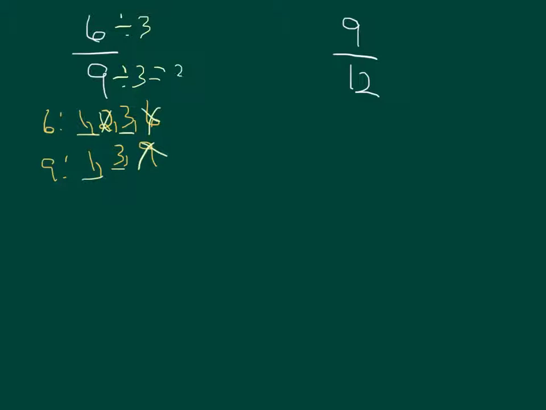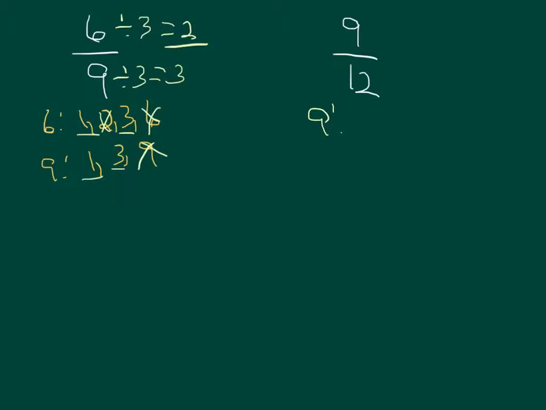9 divided by 3 is 3. 6 divided by 3 is 2. So the simplified version of 6/9 is 2/3. Let's try another one. Can I multiply 9 by anything and ever get 12 as my answer? I cannot. So therefore, I list the factors of 9 and I list the factors of 12.